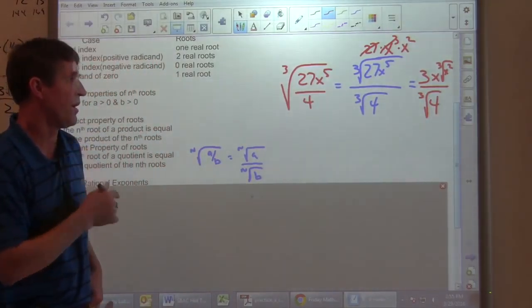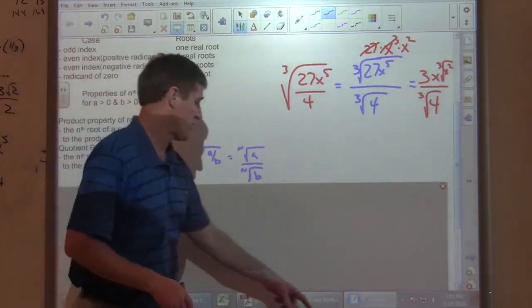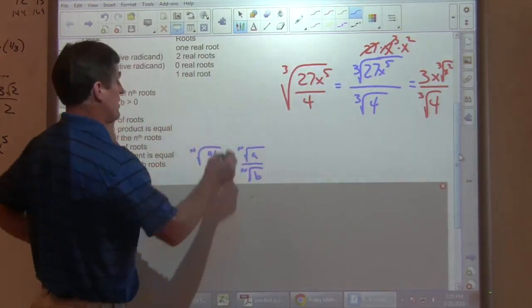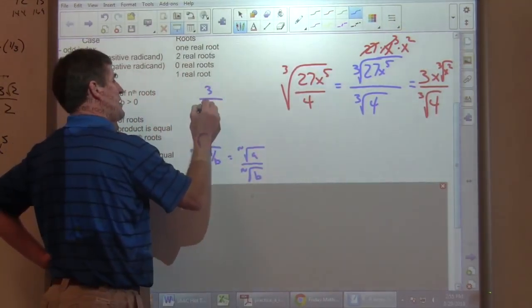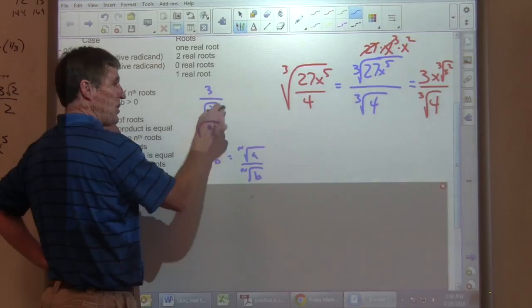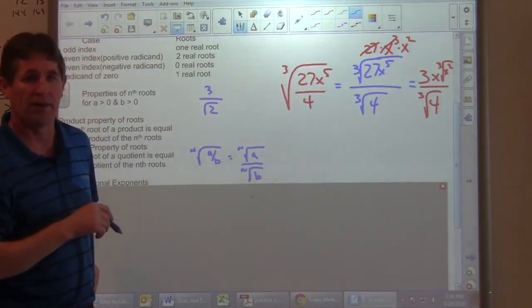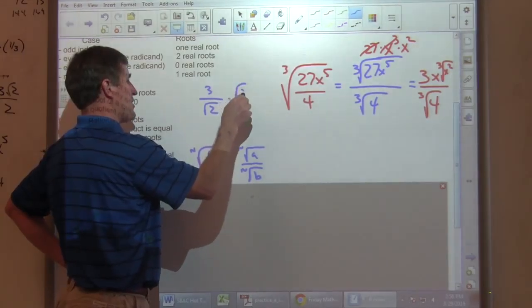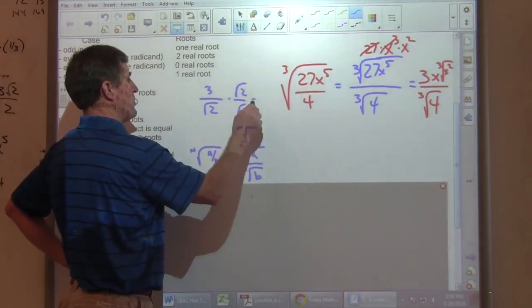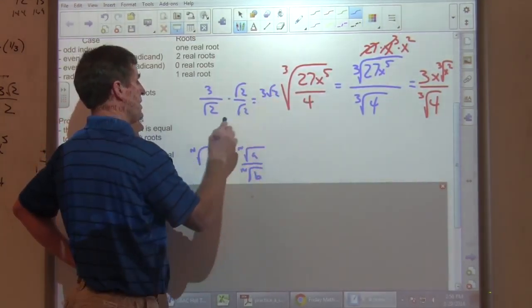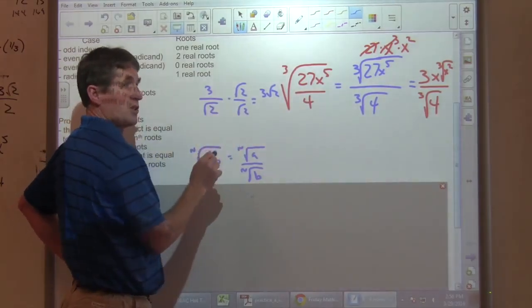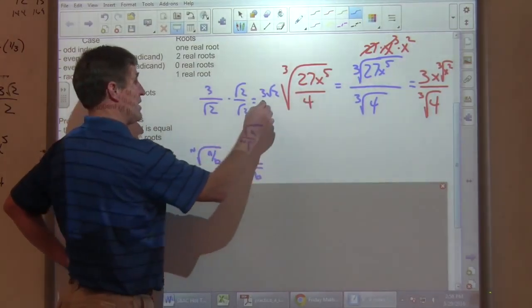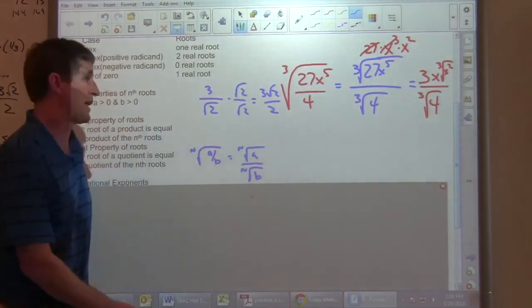Now, on the bottom I have the cube root of 4, and I can't take the cube root of 4. But if you remember back when we first did these with fractions, like if I had 3 over square root of 2, you can't leave a radical in the denominator and have it simplified. So to get rid of this, we would multiply by the square root of 2 over the square root of 2, and get 3 square root of 2 over, and then square root of 2 times square root of 2 is the square root of 4, and the square root of 4 is 2. And so we get that.